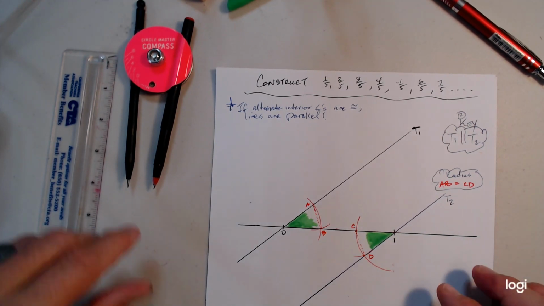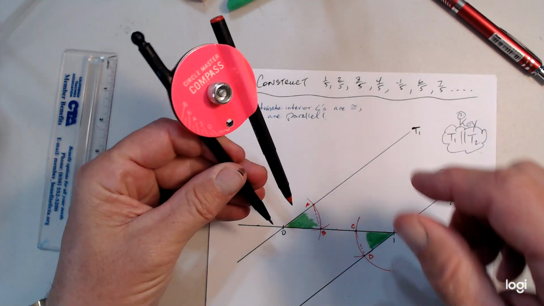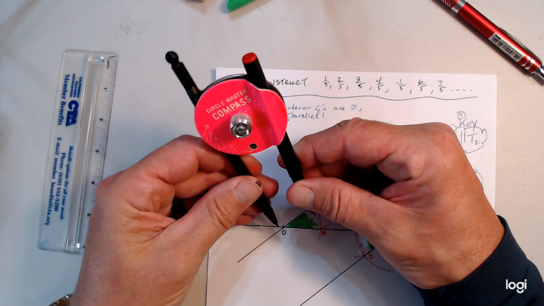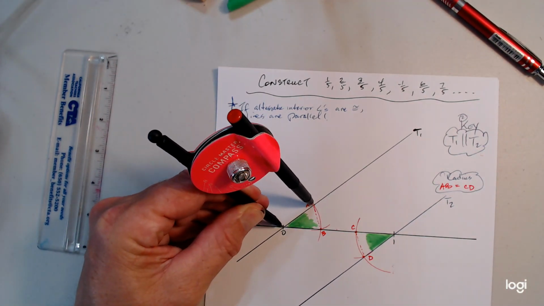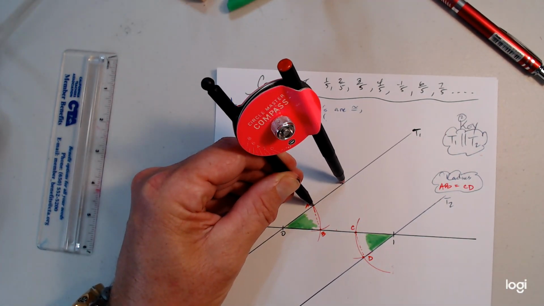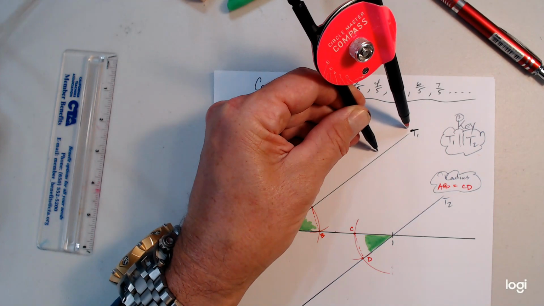Here we go. Now if you want to use the same radius as you used before, you can. You can adjust it from 0 to A if you want. You just have to make sure that you don't go off the page. 2, 3, 4, I may go off the page.